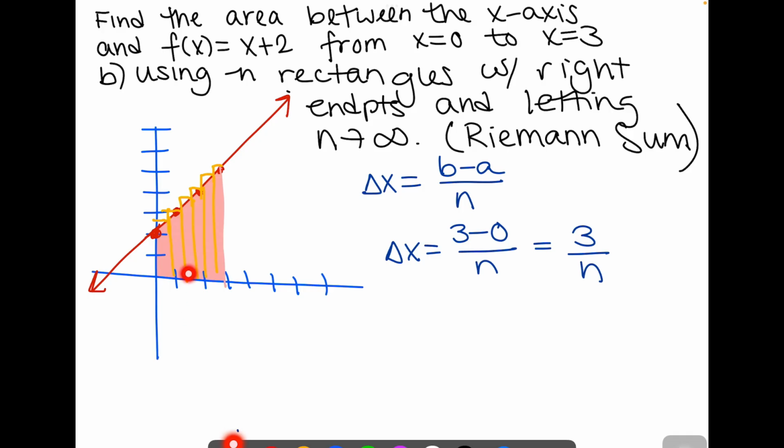if I'm dividing this region up into rectangles, the width of each rectangle, the delta x, is the length of my interval divided by my number of rectangles. The length of the interval, stopping at 3, starting at 0. So 3 minus 0 is 3. So the width of each rectangle is 3 divided by n. If there's n rectangles, width would be 3 divided by n.